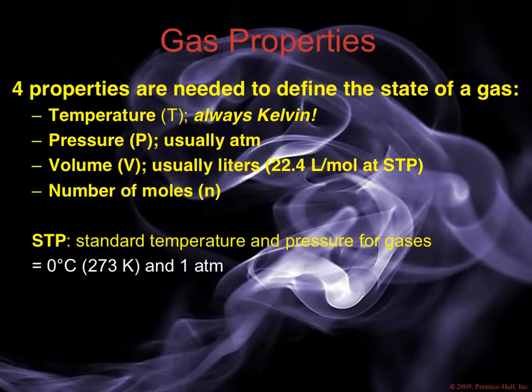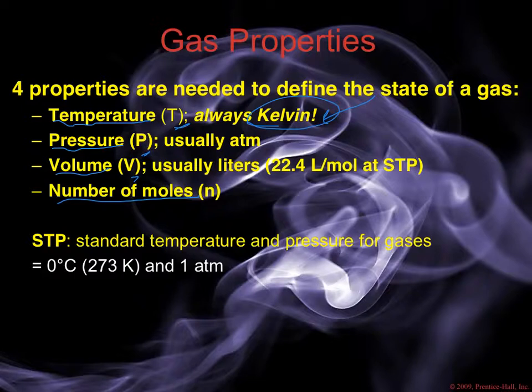All right, so there were 4 properties that are used to define a gas, and they will show up throughout our gas laws. They're temperature, pressure, volume, and number of moles. Make sure you know the symbols that are used for them. The more common units: temperature, it's not a matter of being common. The only unit for temperature in gas laws is Kelvin, so you have to get used to that.